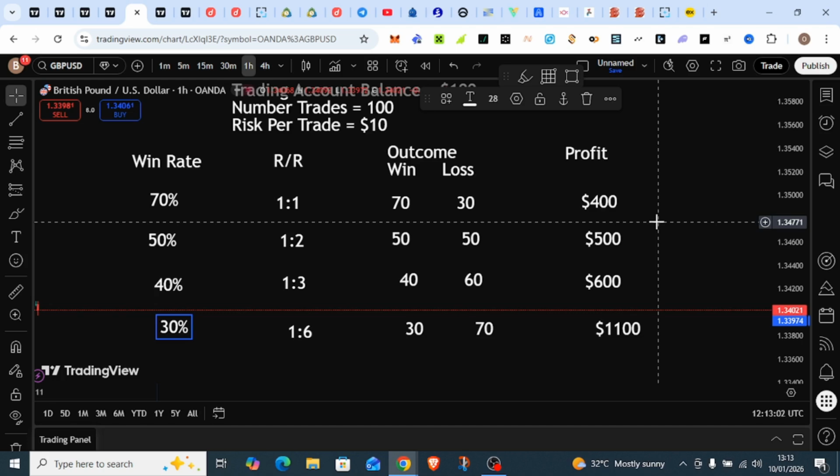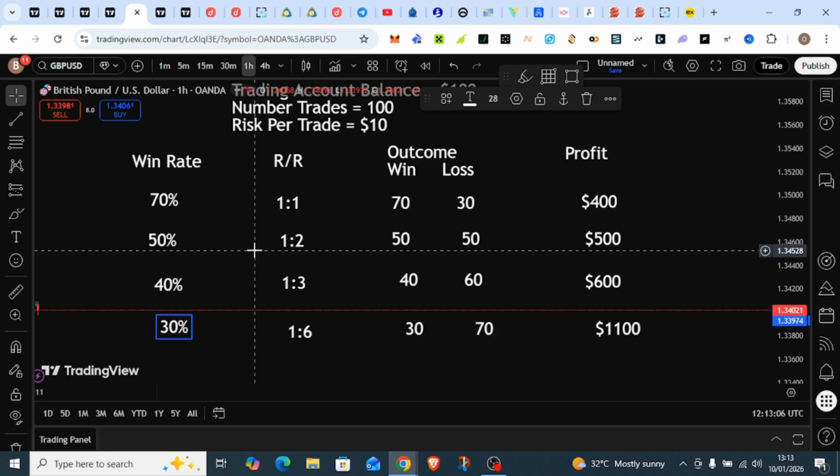But I will advise, if your win rate is below 50%, always go for 1:3 RR. If you've done your analysis and what you have is below 3 RR, don't enter the trade. So that would be my advice.